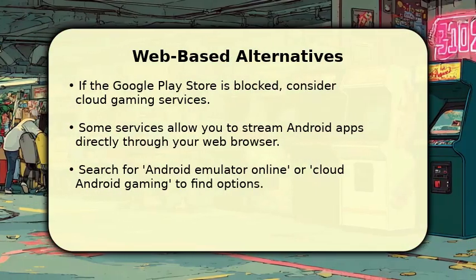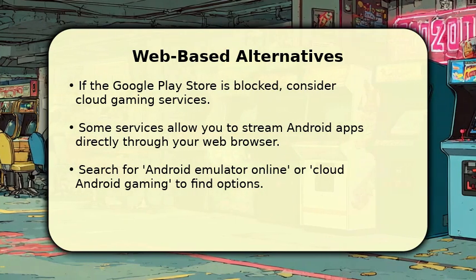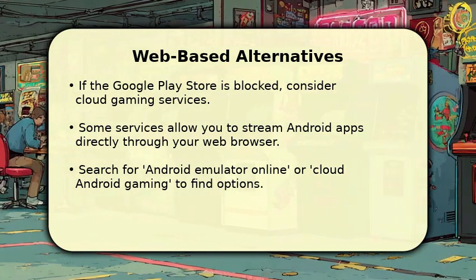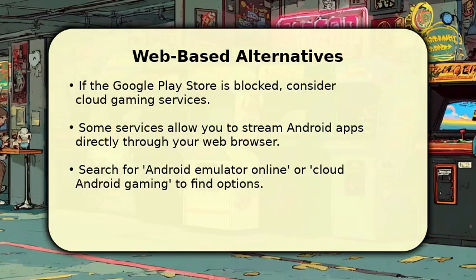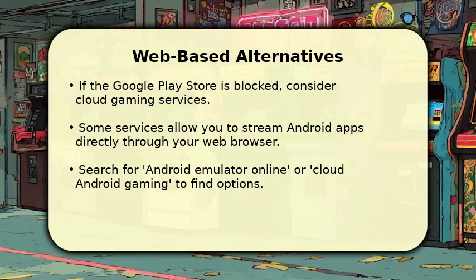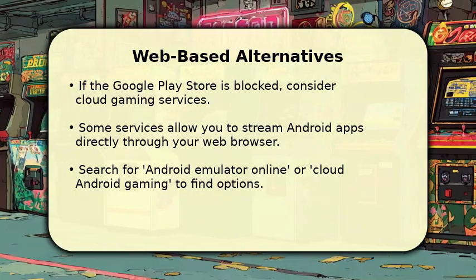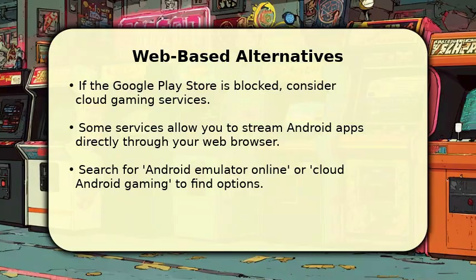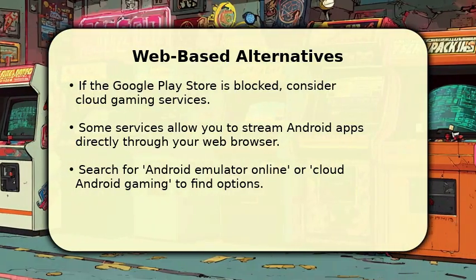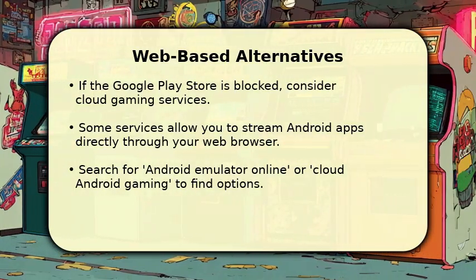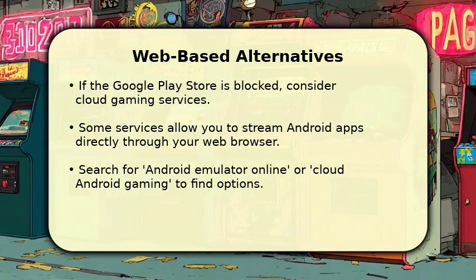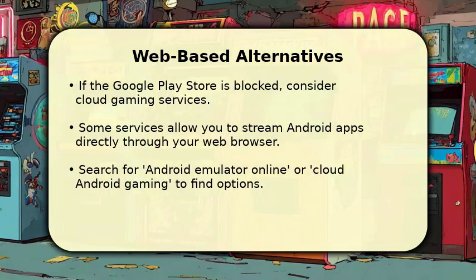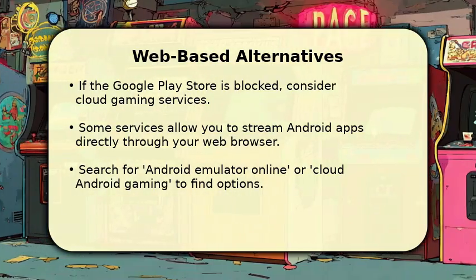If direct Play Store access is not an option, you might explore browser-based solutions. Certain cloud gaming services or online Android emulators allow you to run applications directly through your web browser. While they might require a bit of searching to find a reliable one, these platforms can bypass some school restrictions. Remember that a strong and stable internet connection is absolutely critical for a smooth experience, and you might notice a slight delay in controls due to streaming.